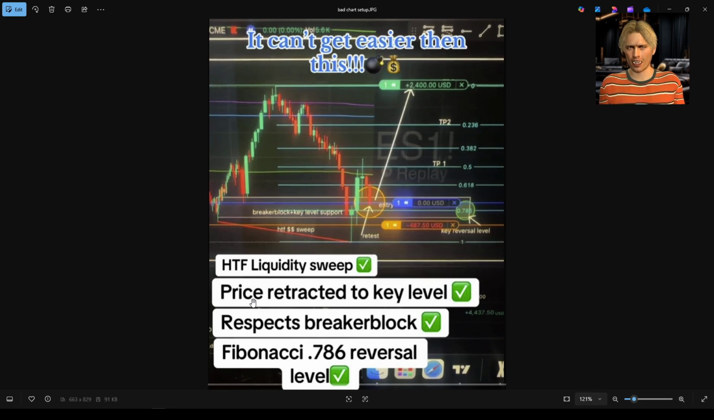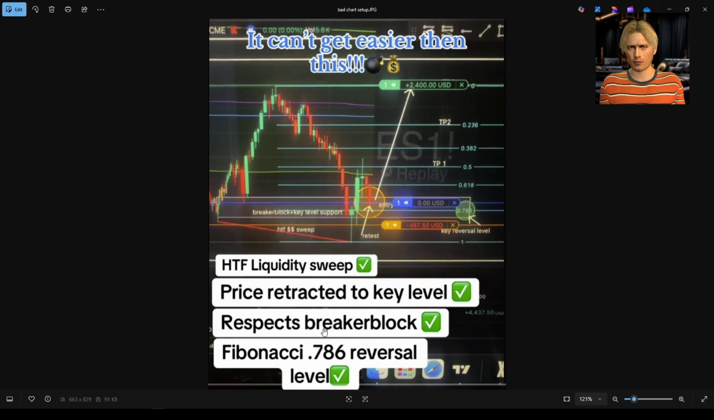Let's go to the next one here. The price retracted to key level. All right, let me tell you what the translation of this means: the price moved to a spot I decided was important after it happened. This is classic hindsight bias right here. Anything can be a key level after price reacts to it. It's the trader's equivalent of reading tea leaves and claiming they predict the future.